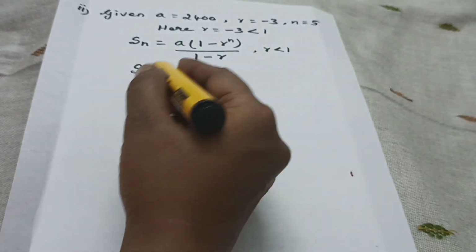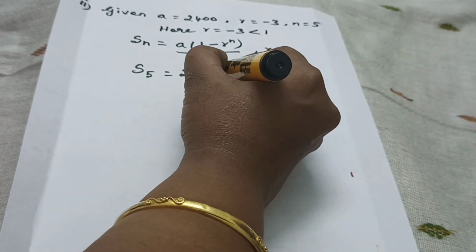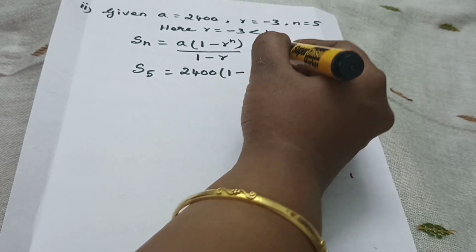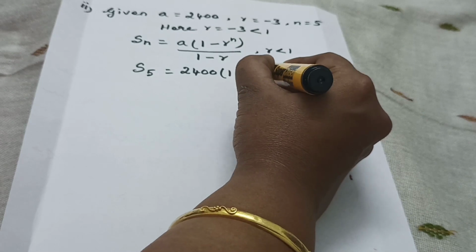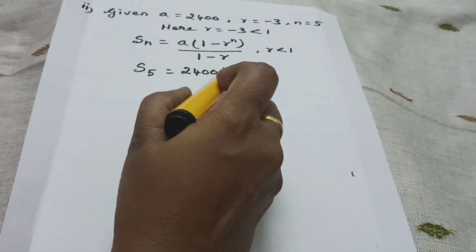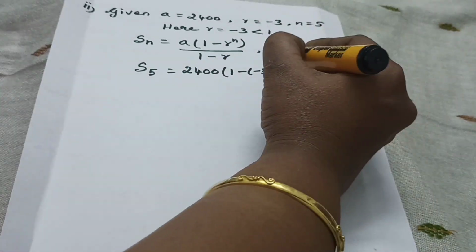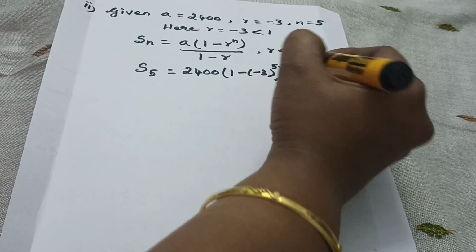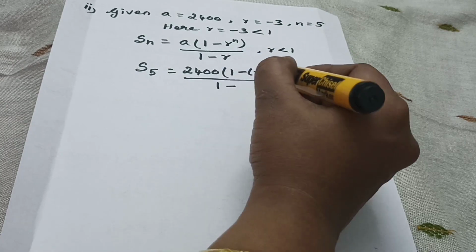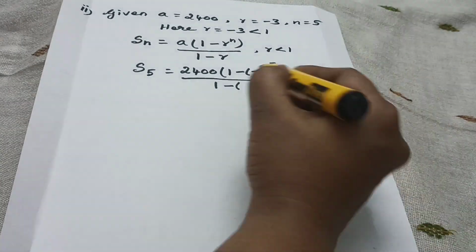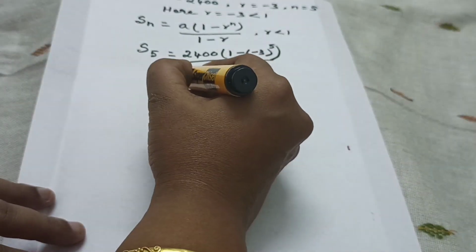That means S5 is equal to a value 2400 into 1 minus r, where r is minus 3, so we have to write minus 3 inside the bracket, the whole power 5. Then divided by 1 minus r. The r value is minus 3, so inside the bracket you should write minus 3. Very clear?